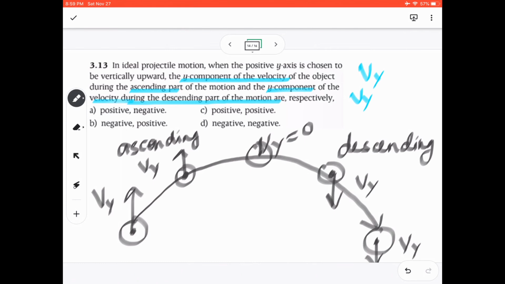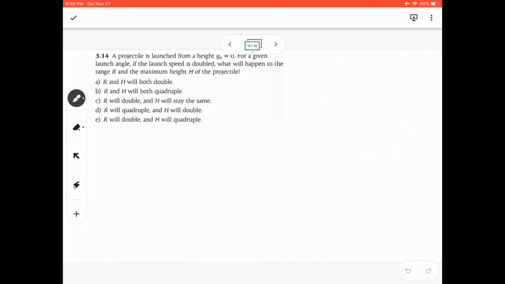Therefore, the answer will be positive, negative, letter A. Question 14. A projectile is launched from a height Y0 equal to 0, so it started from the ground and it will end up on the ground as well. For a given launch angle, if the launch speed is doubled, what will happen to the range and the maximum height of the projectile?